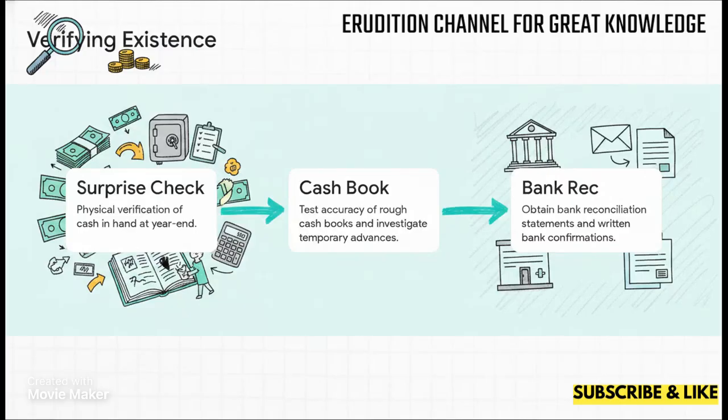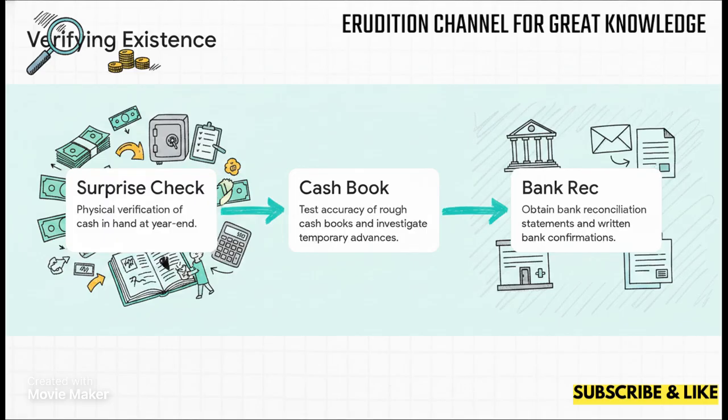So, how do we prove it's actually there? Well, Step 1 is a literal surprise visit to physically verify the cash on hand. Bam, show me the money. Then, for Step 2, we dig into the rough cash book. If an auditor finds some random slip for a temporary advance given to an employee that's been sneakily included in the cash balance, yeah, they're going to require a responsible official to sign off on that immediately.